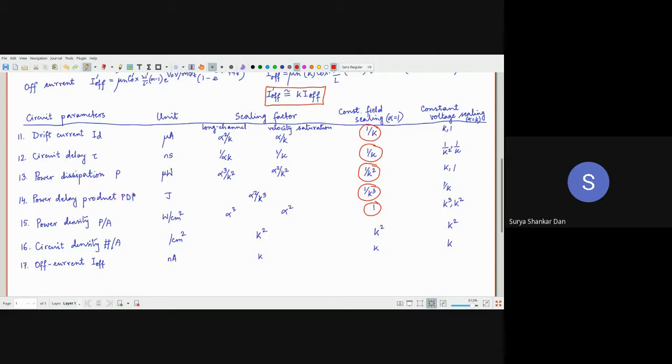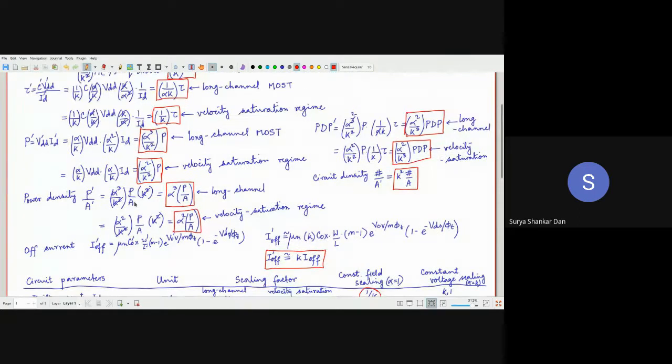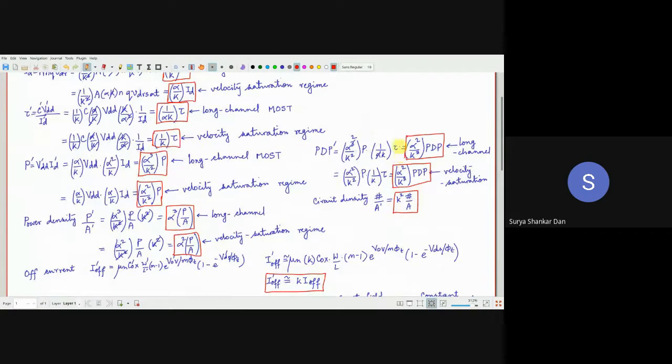Now again, power delay product. This is a very, very important metric in case of digital IC designs. So in the power delay product, what are we going to do? Simply power multiplied by the delay. Now both of these are available with us. So alpha cube by K square into P for the scaled power, okay? And then for the scaled delay, for the long channel, it will be 1 upon alpha K into tau. So this will cancel and you are left with alpha square by K cubed.